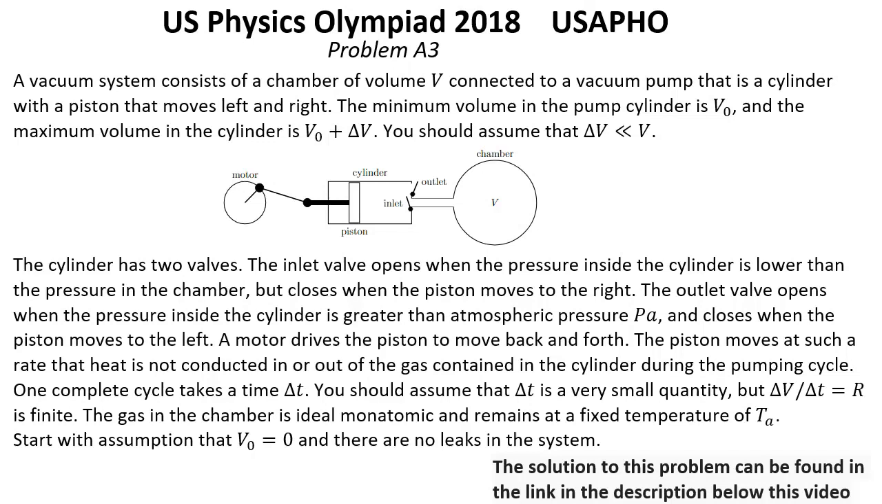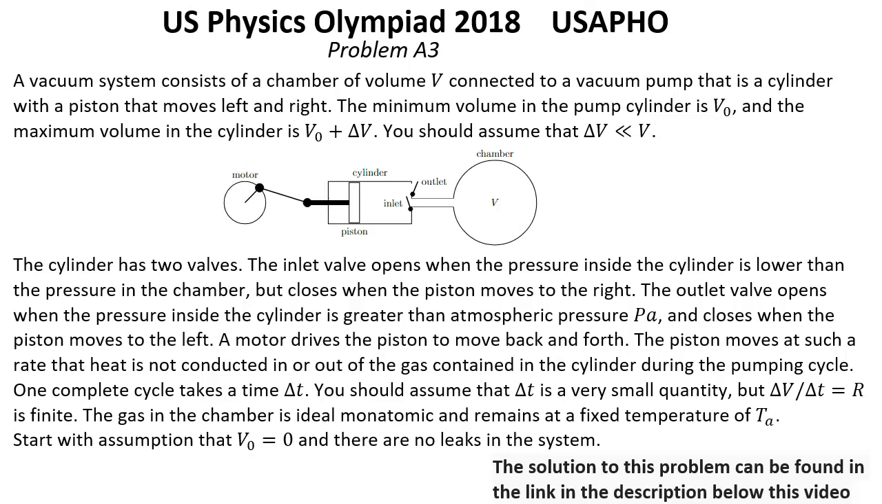US Physics Olympiad year 2018, USAPHO. Problem A3. A vacuum system consists of a chamber of volume V connected to a vacuum pump that is a cylinder with a piston that moves left and right.